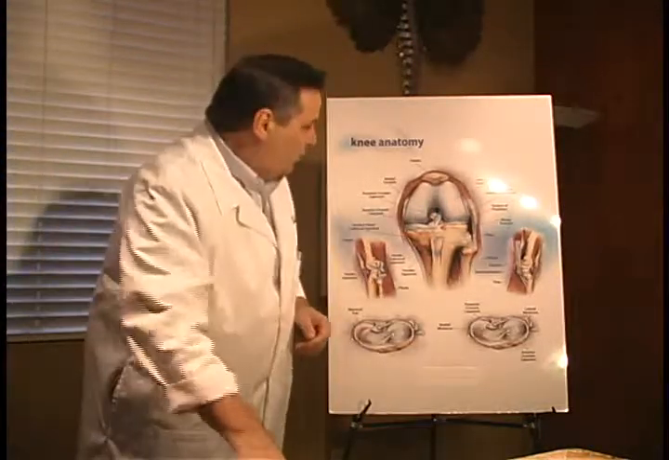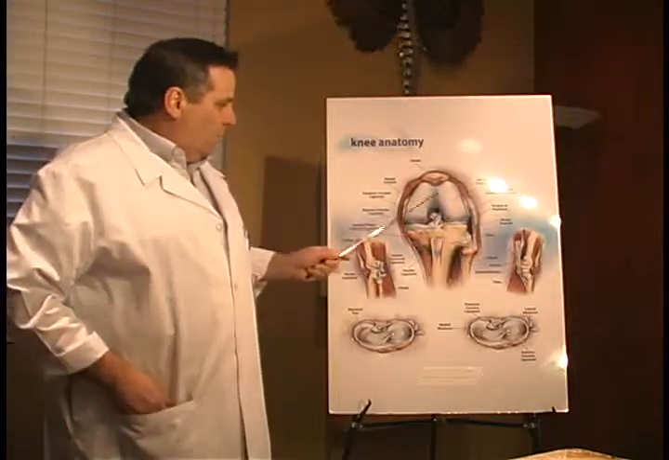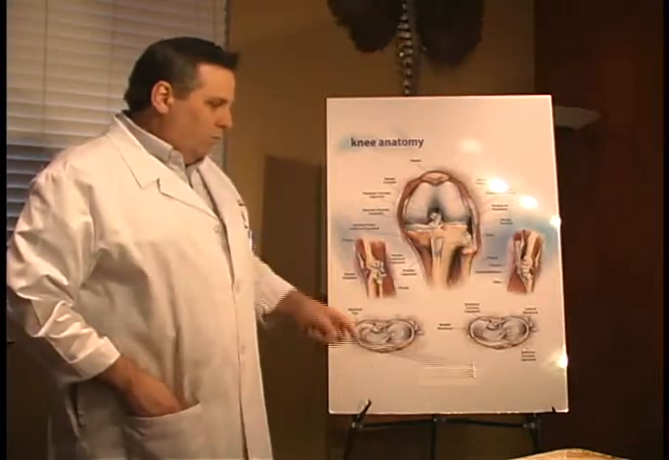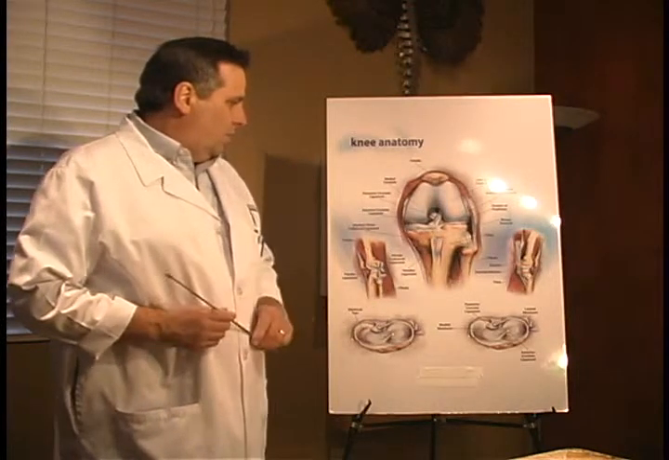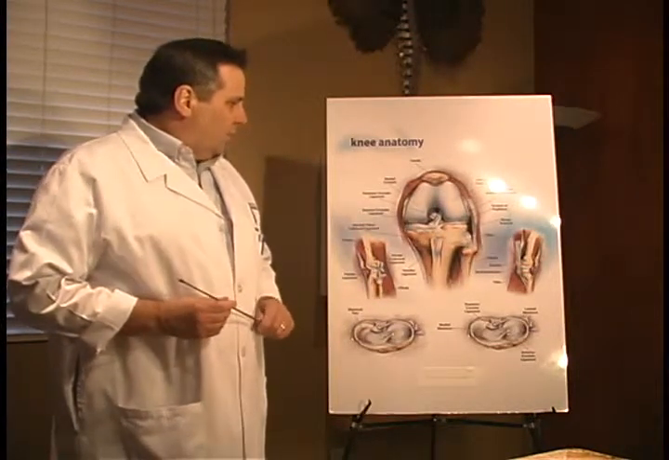Now, there are times when we do surgery, we realize that we cannot fix everything through an arthroscopy. If the ACL, for instance, is torn, we would make an incision slightly larger, would use the arthroscope to assist with this procedure and reconstruct the anterior cruciate ligament.